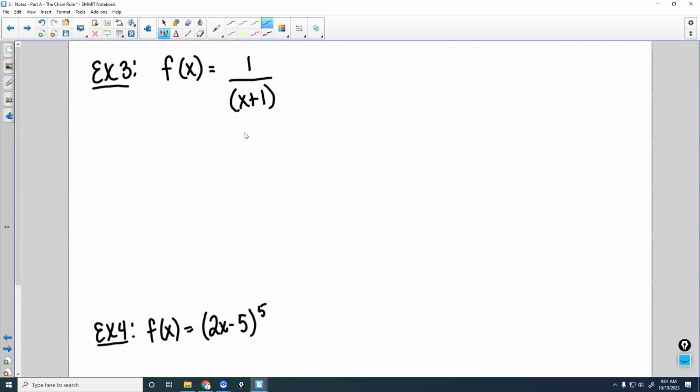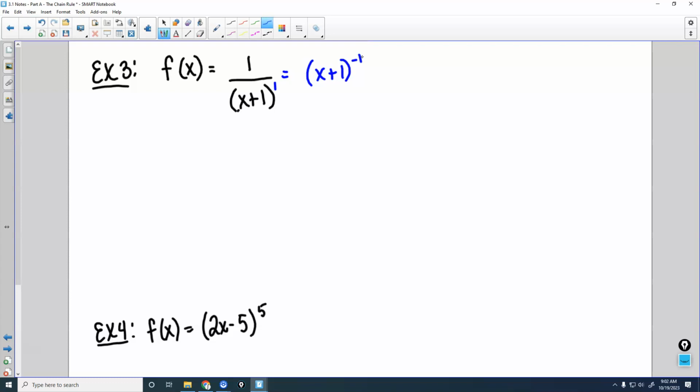So for example 3, it could be done with quotient rule. It's not that difficult to do it with quotient rule. I just want to give you another option. In fact, now that we know chain rule, it is possible that you could never do quotient rule ever again if you don't like it. You have me sold. Now, because right now this is something over x plus 1 to the first power, I can write this as x plus 1 to the negative 1 power.